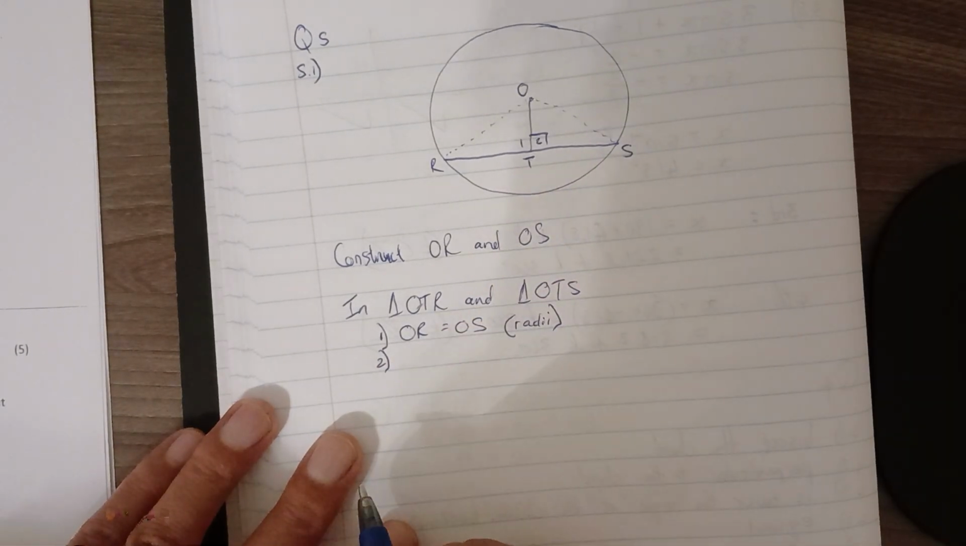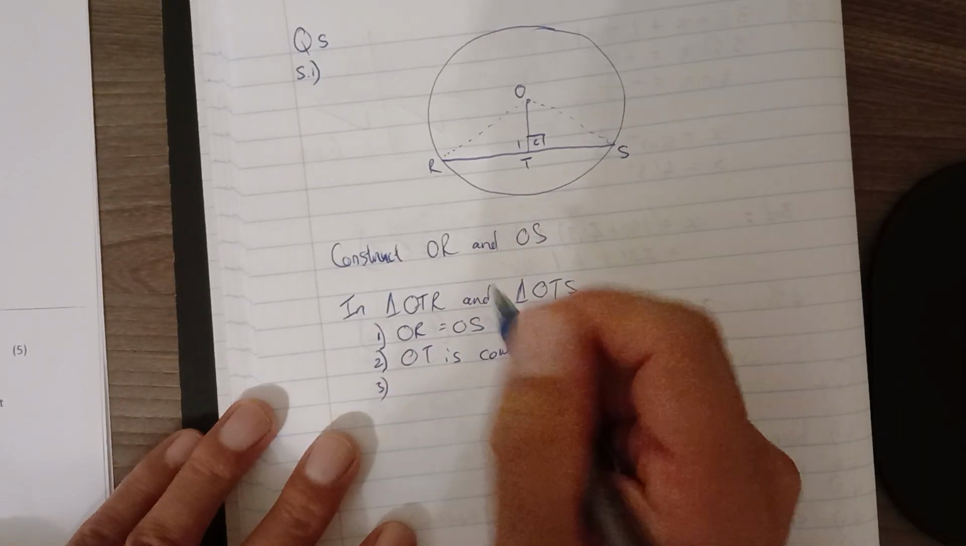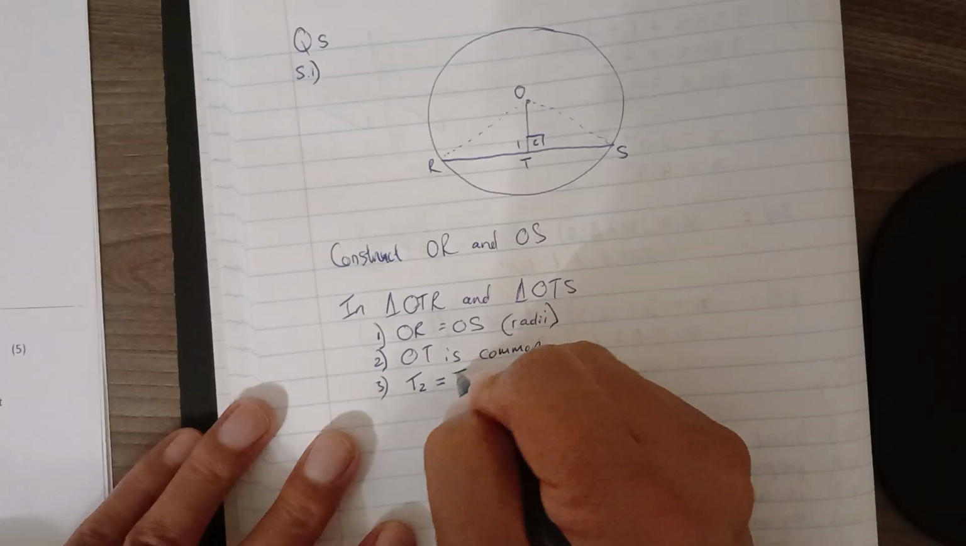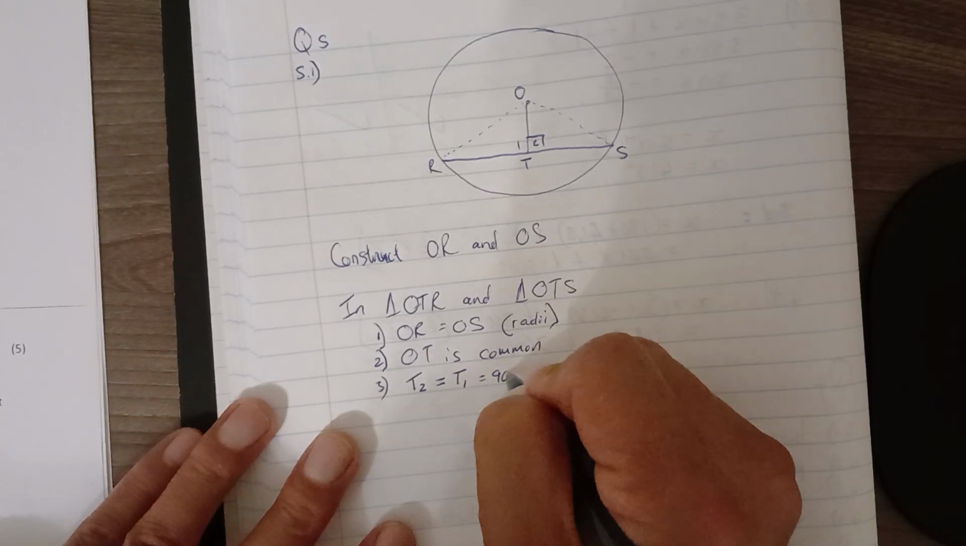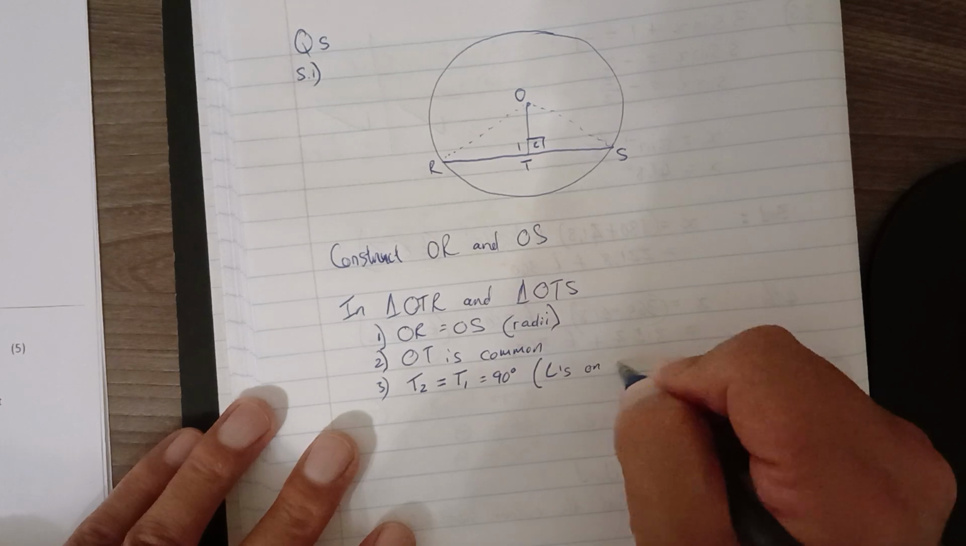2. OT is common. And then 3. T2 will equal T1, which is 90. Why? Because of angles on a straight line.